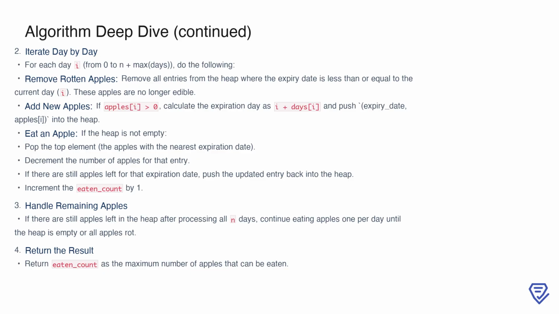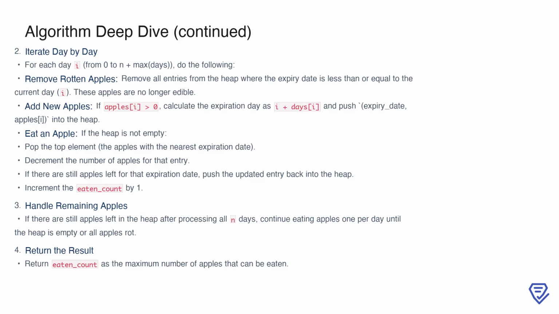Once the heap is updated, we check if there are any apples that can be consumed. If the heap is not empty, we pop the batch of apples with the nearest expiration date, eat one apple from that batch, and reduce its count. If there are still apples remaining in that batch, we push the updated entry back into the heap. Finally, we increment our eaten_count to reflect the apple consumed that day.